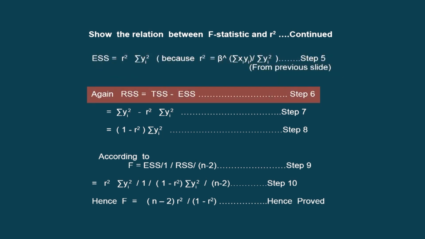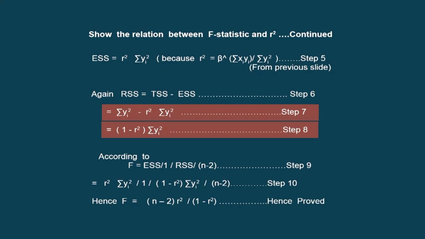So in step number 5, we write it once again, the expression of ESS. Now from the expression of residual sum of squares, we know that it is the difference between total sum of squares and explained sum of squares. So we put the respective expressions. Under TSS, we have written summation of yi square. Under ESS, we have written r square summation of yi square. Now we can take summation of yi square common in step number 8, and we can write 1 minus r square in the bracket, because this step number 8 is basically the relation of RSS by summation of yi square.